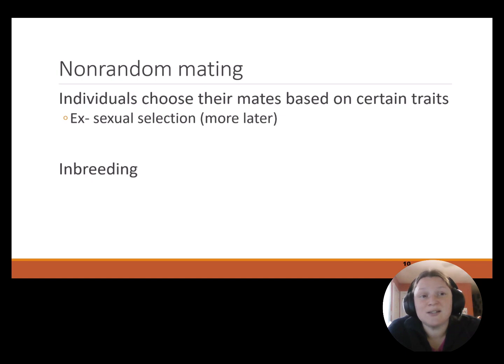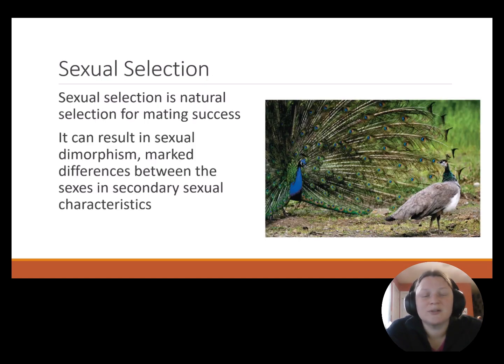Our second mechanism is non-random mating. So 2 key ideas here. We can talk about sexual selection, where organisms are mating based on a particular trait, or inbreeding, where organisms that are closely related are breeding together. We're going to focus on sexual selection.